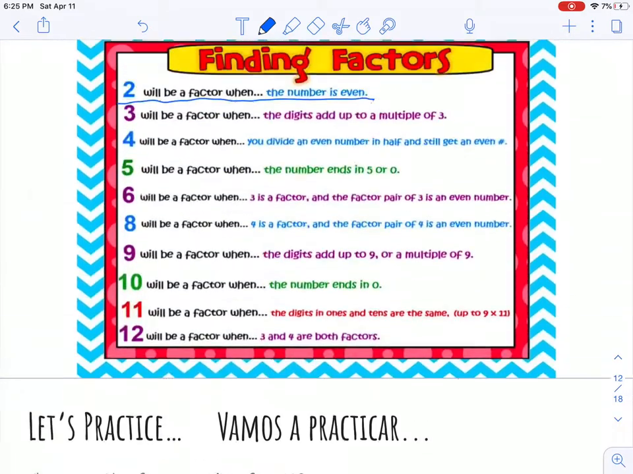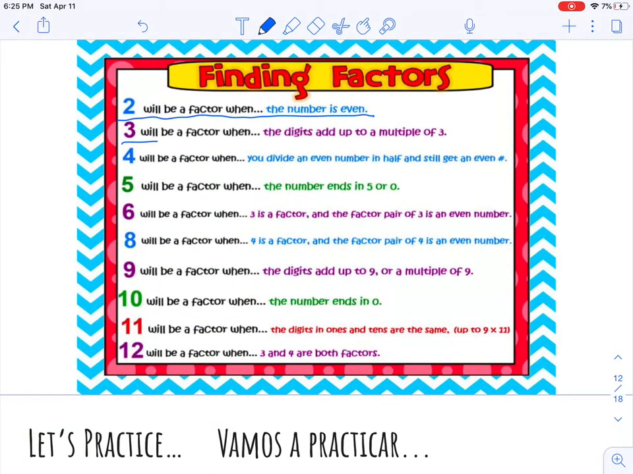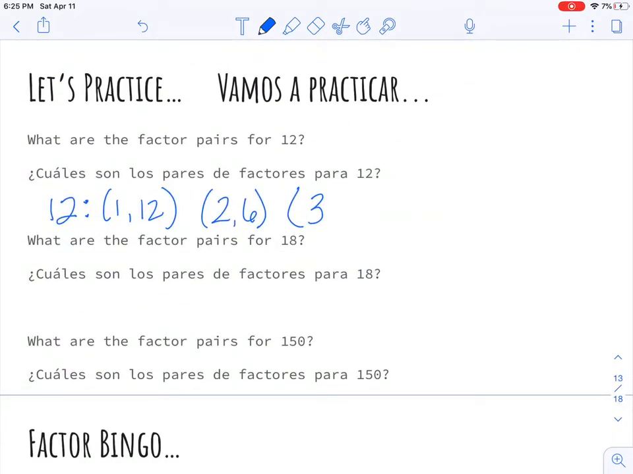All right, I'm going to go to 3. What did that paper say? It said 3 will be a factor when the digits add up to a multiple of 3. So let's see. 1 plus 2 is 3. So is 3 a multiple of 3? Yes, it is. So I can take 3 times 4 to get 12. Now I know when my numbers meet, like 3 and 4, there are no more factors. So 1 and 12, 2 and 6, and 3 and 4 are factors of 12. All right, let's do the same thing for the factor pairs of 18.